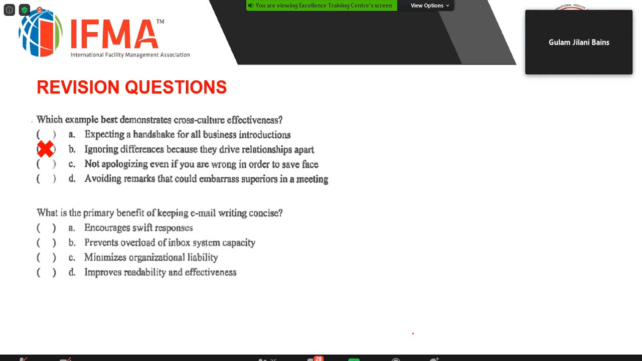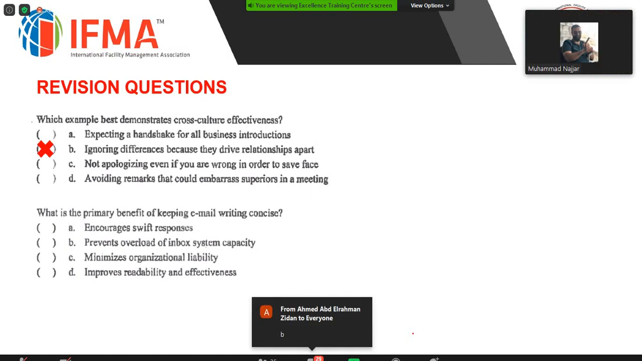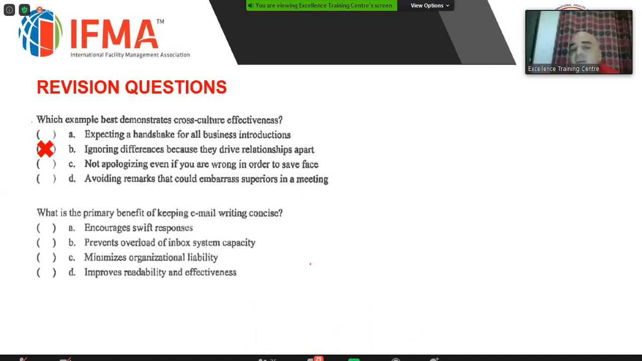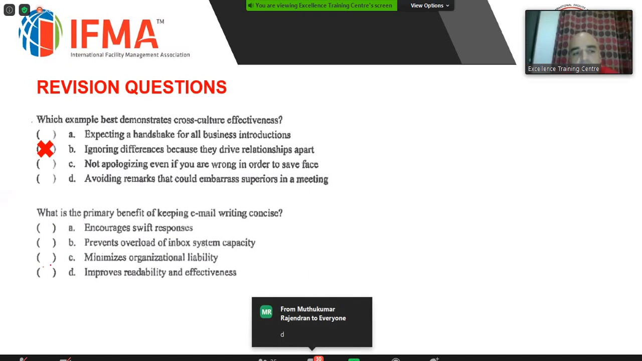What is the primary benefit of keeping email writing concise? Improves readability and effectiveness. Encourages swift response. Not necessarily. D, sir. D. D, sir. Improves readability and effectiveness. See, the answer is delta. Why? Encouraging swift responses, not necessarily.